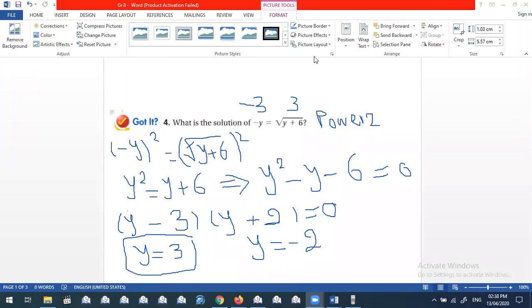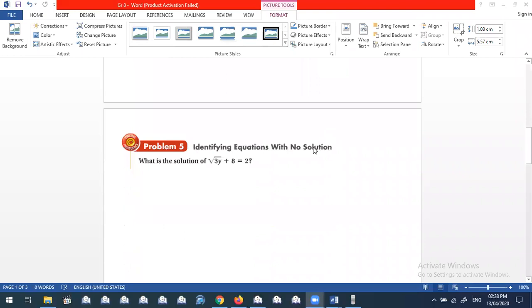Another exercise. Here, square root of 3y plus 8 equals 2. Move 8 to the other side by negative. So it will be square root of 3y equals 2 minus 8, which is negative 6.